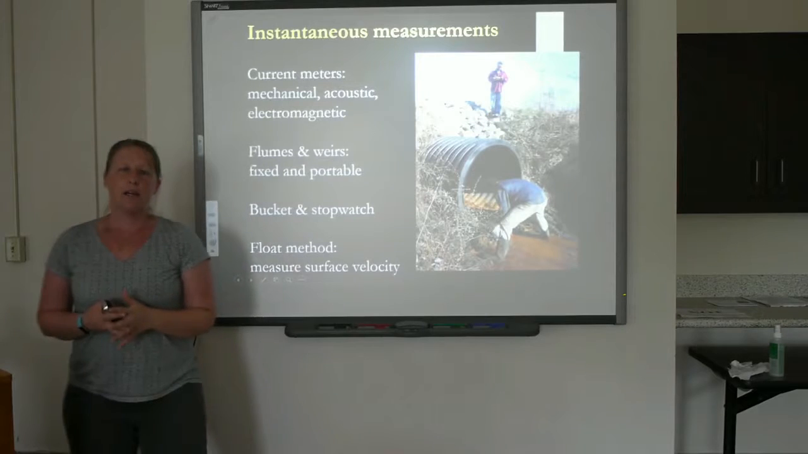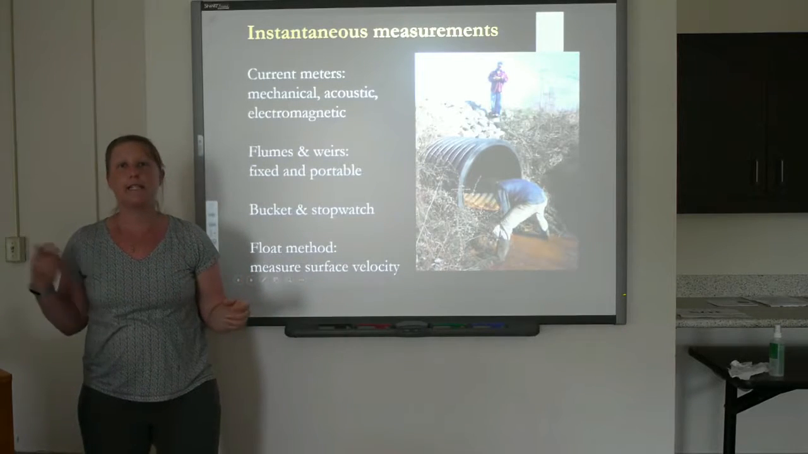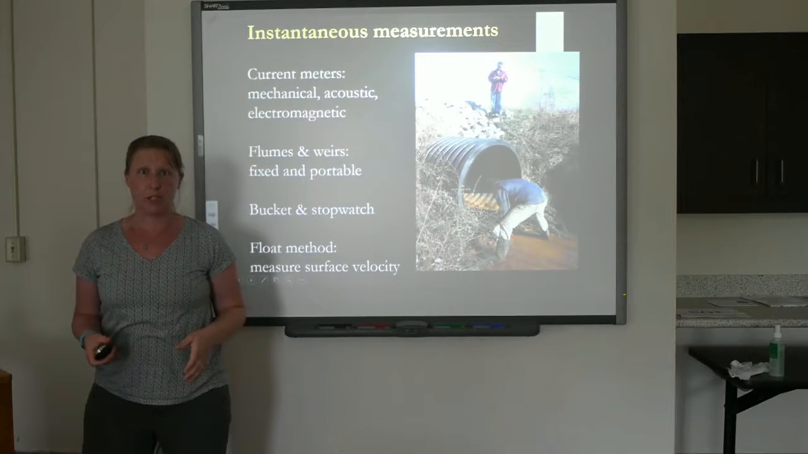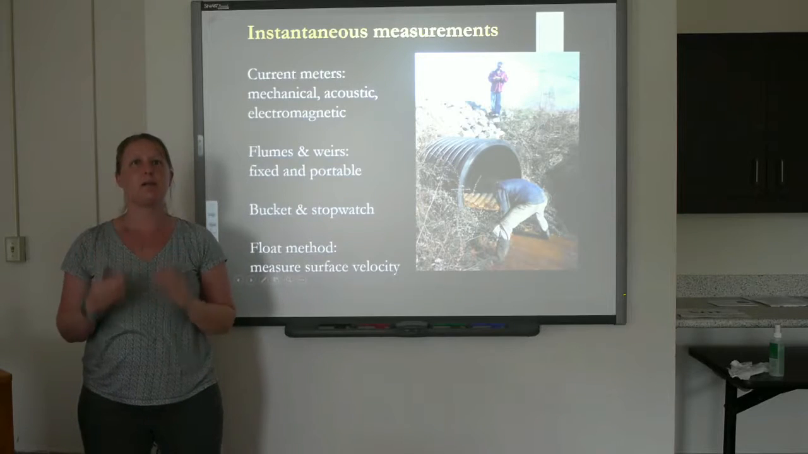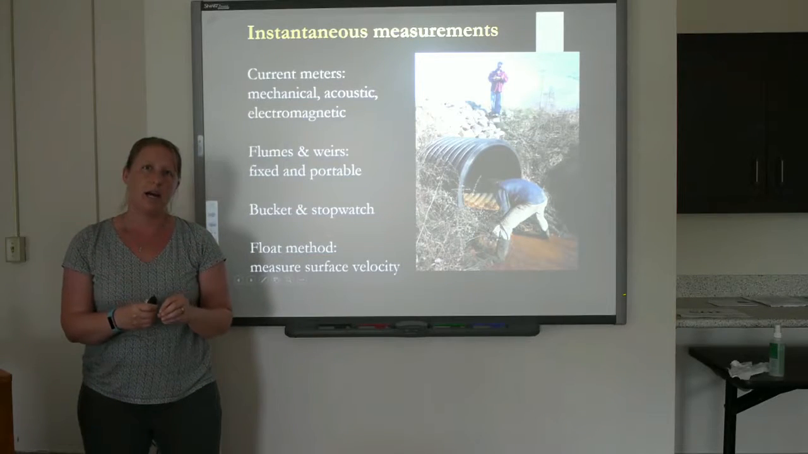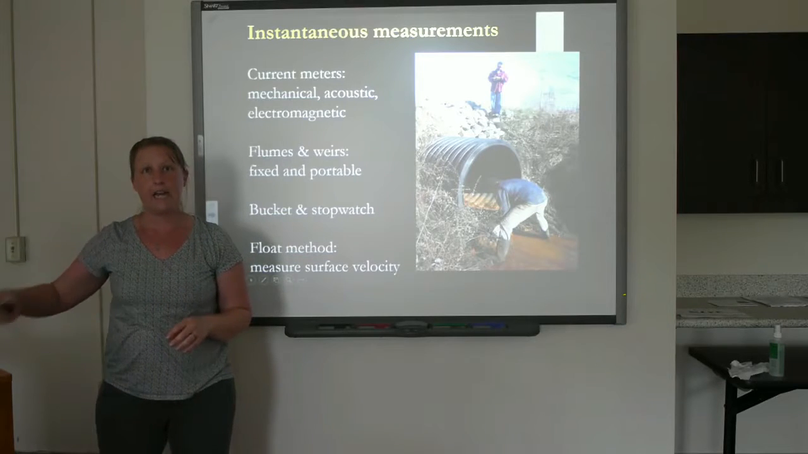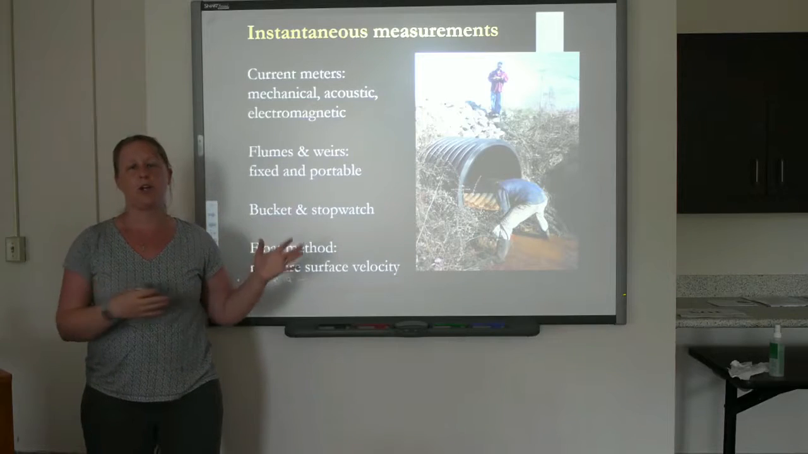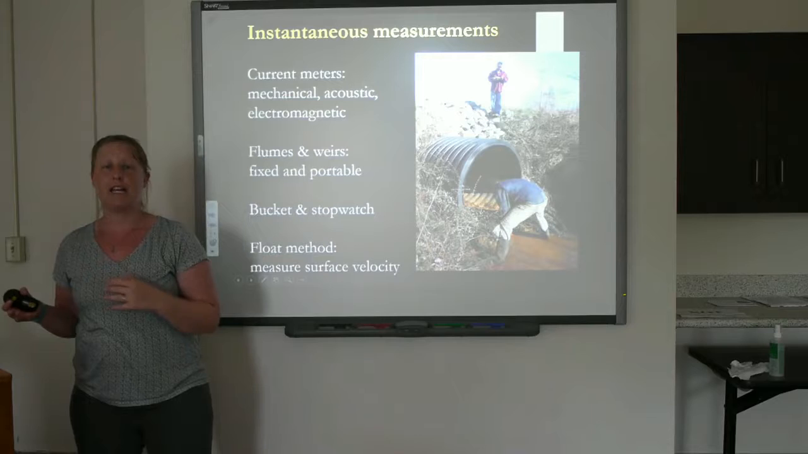When we take flow measurements, we can either take instantaneous measurements or continuous measurements. We're going to start by talking about the instantaneous measurements. An instantaneous measurement is exactly what it sounds like. It's the measurement of the flow rate right now. A continuous measurement is either a gauge or a meter that's measuring the flow rate all the time. And so you can look over time at what the flow rate is and how it changes.